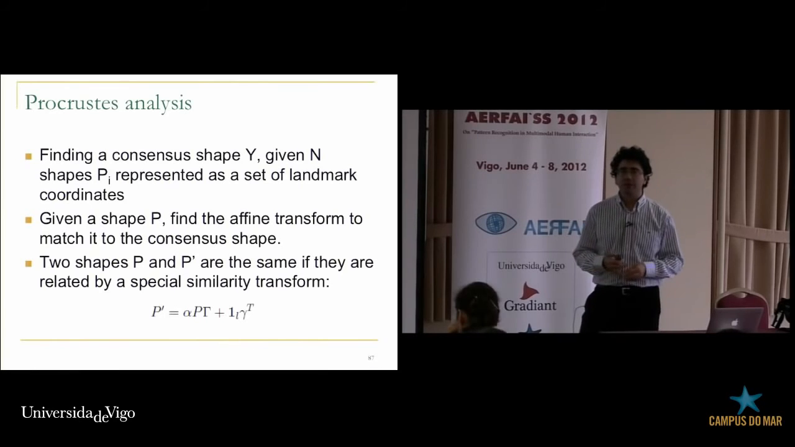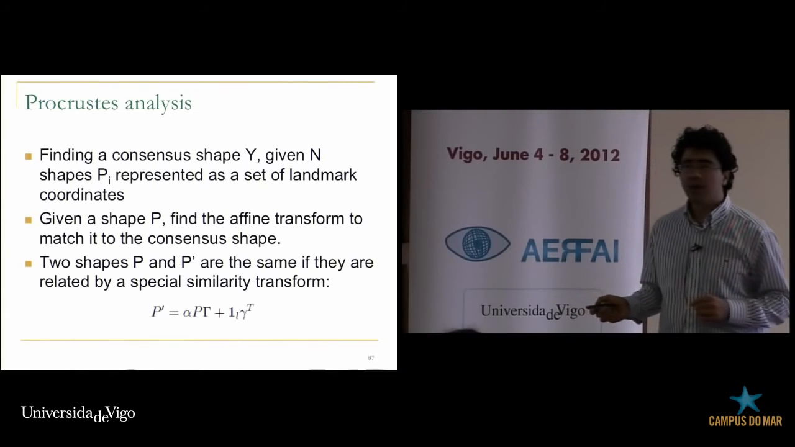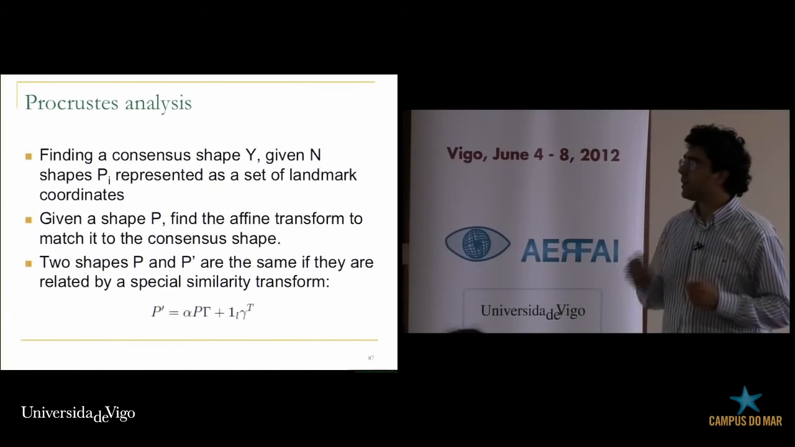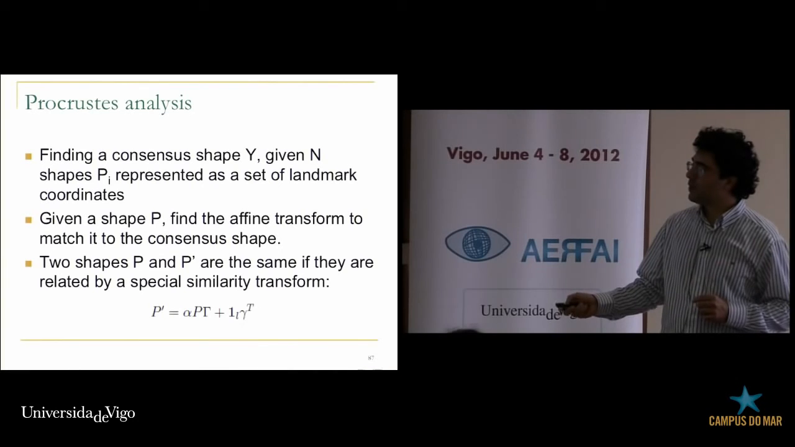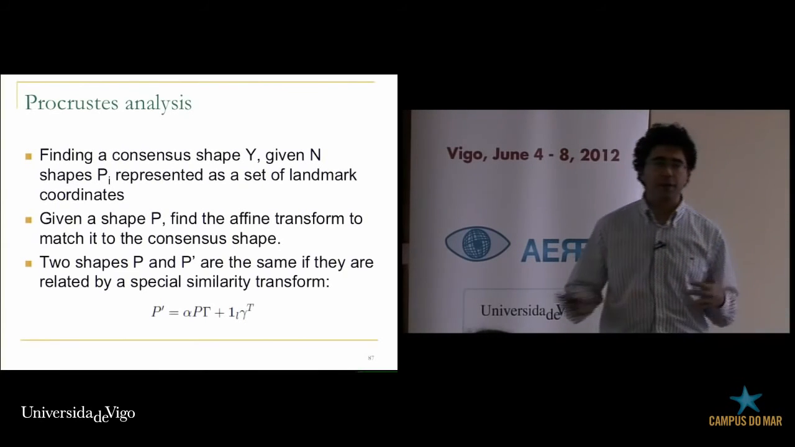Fernando mentioned a couple of times that shapes are the same under Procrustes analysis if they are related by a similarity transform. So P prime equals alpha times R times P plus t. This R is a rotation matrix, alpha is a scaling factor, and t is a translation. So this is overall an affine transformation.